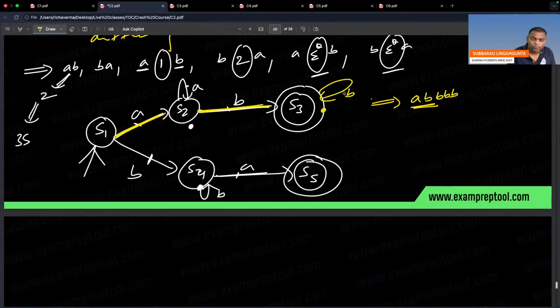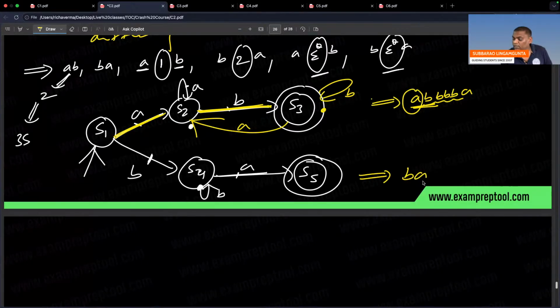Keep a self-loop. Suppose already started with A, many B's are coming. Stay in S3. Suppose A comes, I think the ending is a problem. Then wait here so that the ending will come. Same way, you are in this state means starting with B, ending with A. S5 means starting with B, ending with A. Ending with A already, many A's, no issue. Suppose, unfortunately, you got ending not A but B, then wait here. That's it.